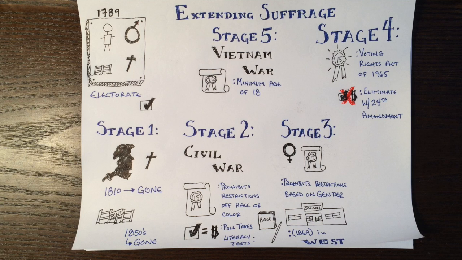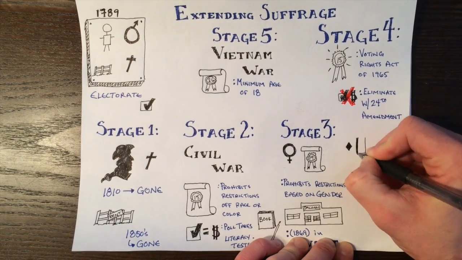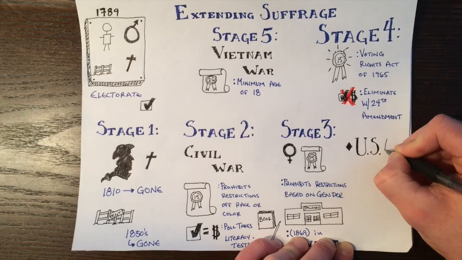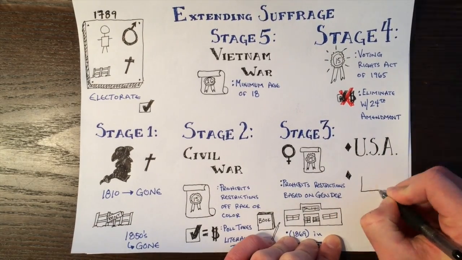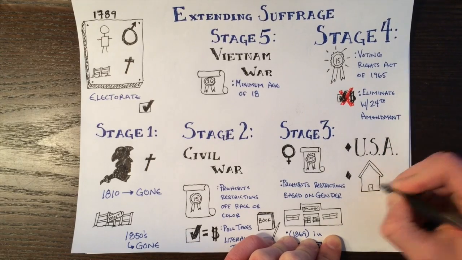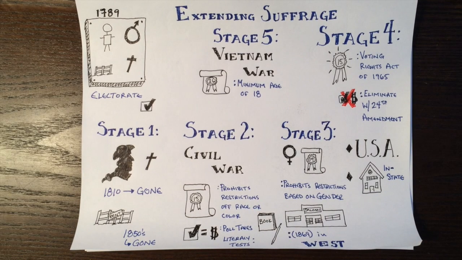Now, in order to vote in the United States, there are 3 requirements. First, you must be a citizen, either naturally born or naturalized citizen of the United States in order to vote. Second, you must be a resident in the state that you wish to vote in. The amount of time that you have to be a resident is determined in the state.